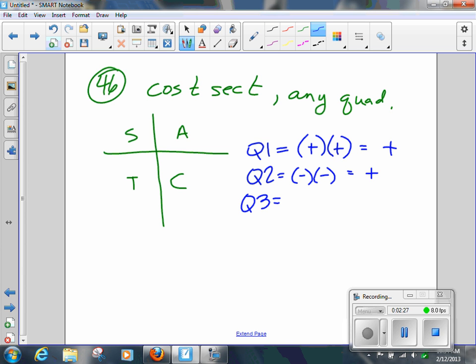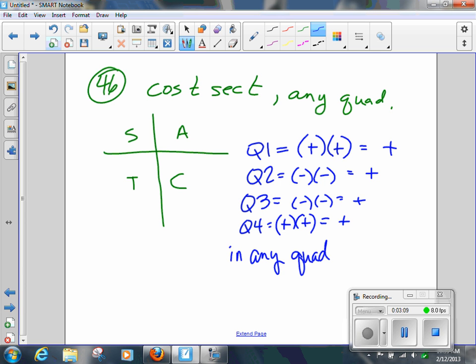Quadrant 3, tangent and cotangent are the only ones that are positive. Therefore, cosine and secant are negative. Hello, what's a negative times a negative? Positive. And then quadrant 4, hey, we're finally in the C quadrant, which means cosine and secant are both positive in the fourth quadrant. What's a positive times a positive? Positive. In any quadrant, folks, the product of these inverses is positive. The answer would be positive.